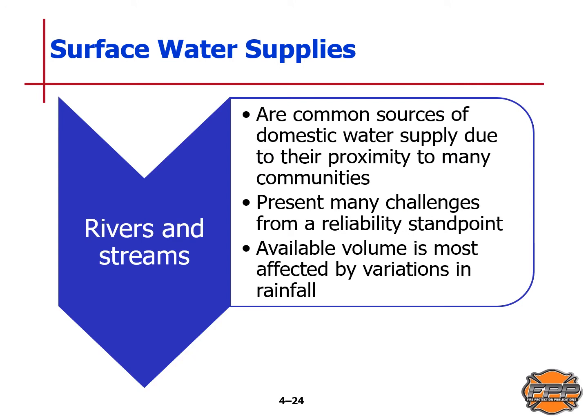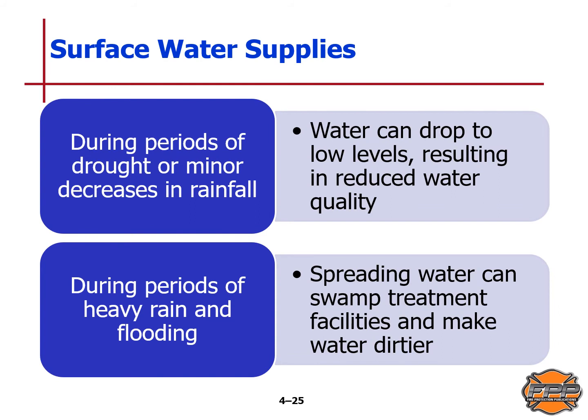Rivers and streams are a very common source of domestic water supply due to their proximity to many communities. They do present many challenges from a reliability standpoint, and available volume is most affected by variations in rainfall. During periods of drought or even minor decreases in rainfall, these bodies of water can drop to relatively low levels, resulting in reduced water quality. During periods of heavy rain and flooding, the spreading water can swamp treatment facilities and make the water dirtier.